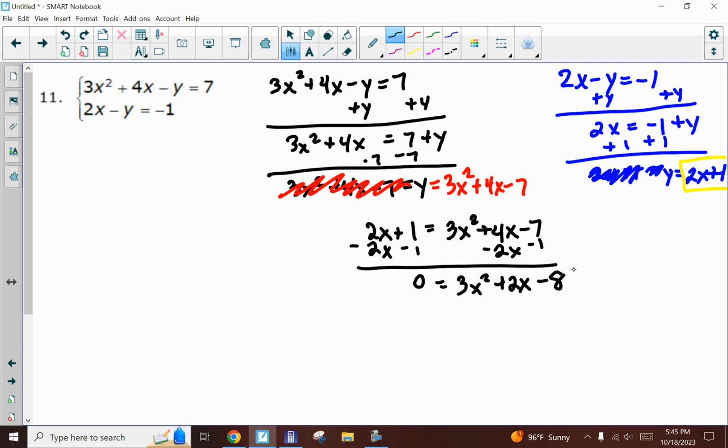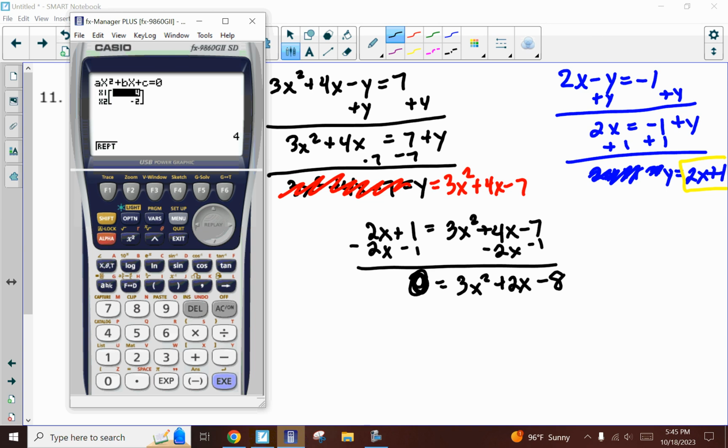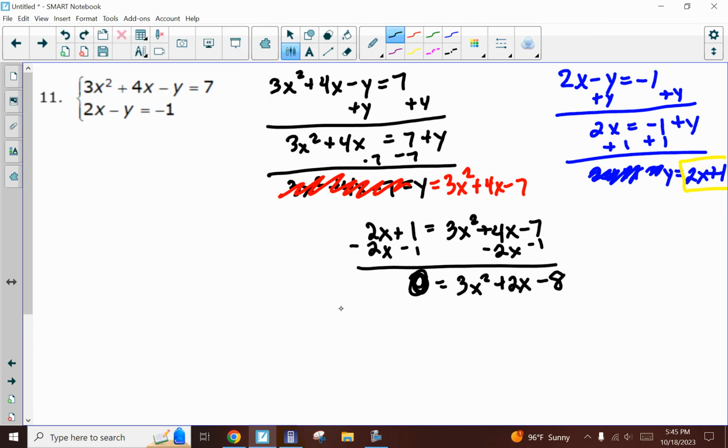And then we're going to go ahead and use the solver, because once we get this equal to 0, the solver does the hard stuff for us. So I'm going to go ahead and go to my solver. The first number should be 3. The second number is going to be a positive 2. And the last number is going to be a minus 8. So this one tells us that one answer is x equals 4/3 and then the other answer is negative 2.